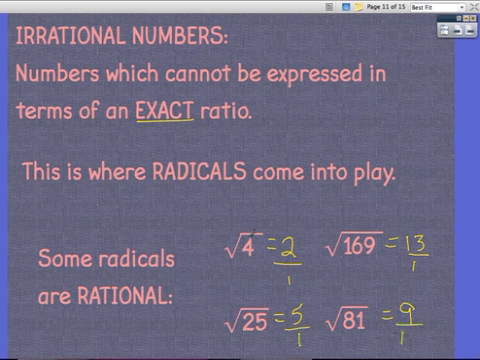So all of our perfect square radicals, notice that each one of these numbers in the radicand, remember that's the number under the radical sign, each of our radicands is a perfect square. So anytime I have a perfect square radical, my answer is rational.